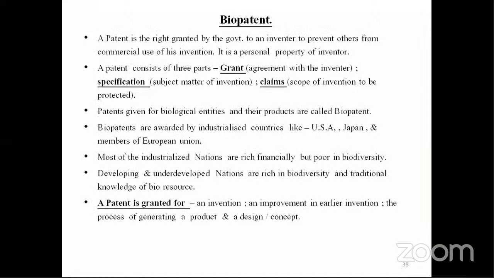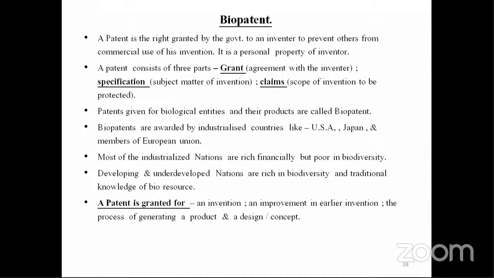Then the next term is the biopatent. Now, to have a patent, suppose there is a person A, one person who has discovered something, who has invented something. Okay, so you should know the difference between discovery and invention. Discovery is what? Something is already present and it has been traced out now. It has been discovered, which is already there, but it was not found out before, but now it has been traced out. That is discovery. And what is invention?